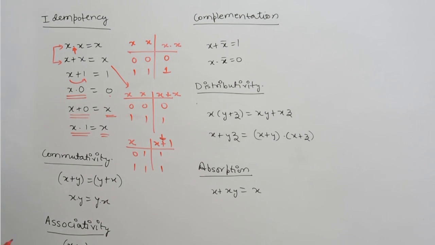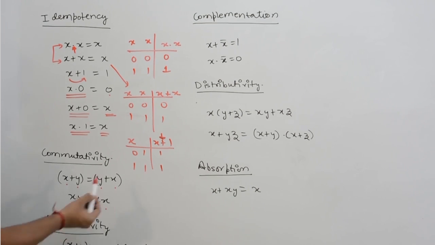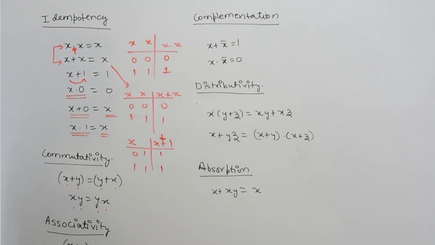The next one is commutativity. Commutativity means we can commute them. That means if we do x plus y, this will be equal to y plus x. In the same way, x dot y will be equal to y dot x. This is called the commutativity property.